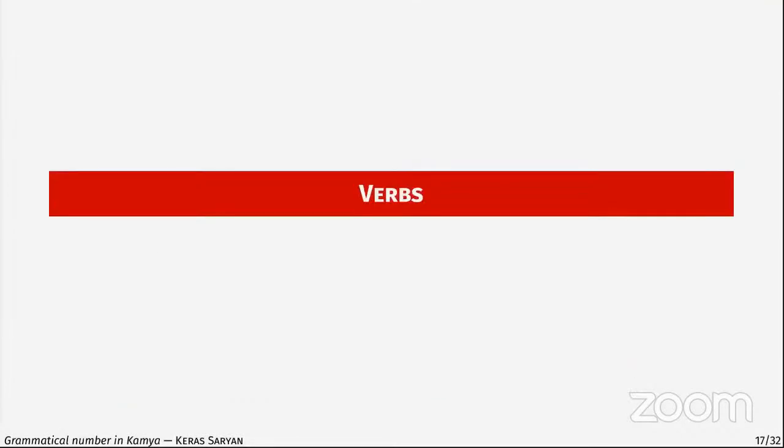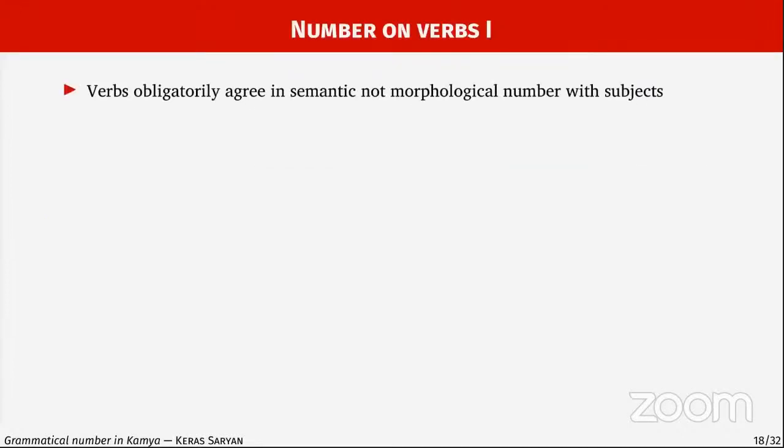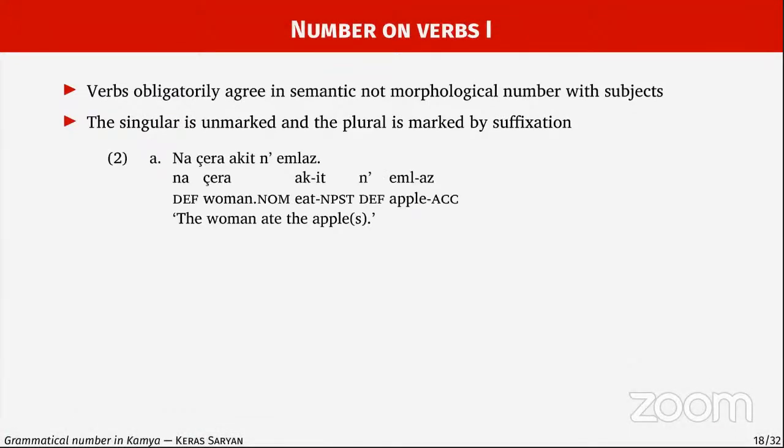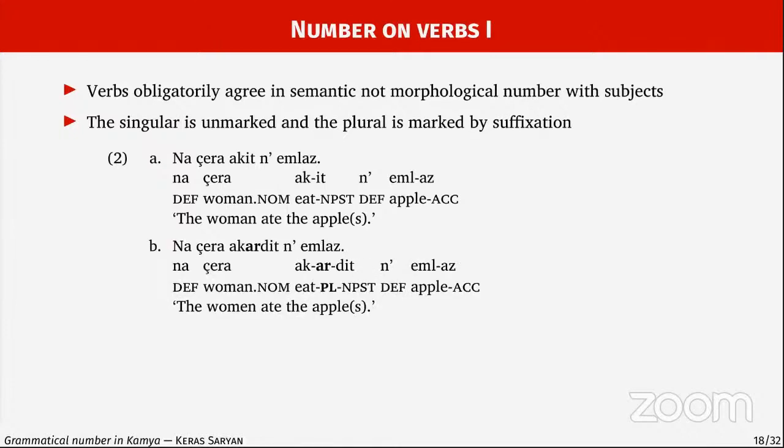Okay, now onto verbs. So verbs must agree with their subject in number, but they agree with semantic rather than morphological number. And the singular form of the verb is unmarked, whereas the plural form takes a suffix. So in the sentence where we have woman intended to be singular, we don't have any marking on the verb, so nachera akit nemlas. Whereas when woman is semantically plural, then we get plural marking on the verb, nachera akritit nemlas.